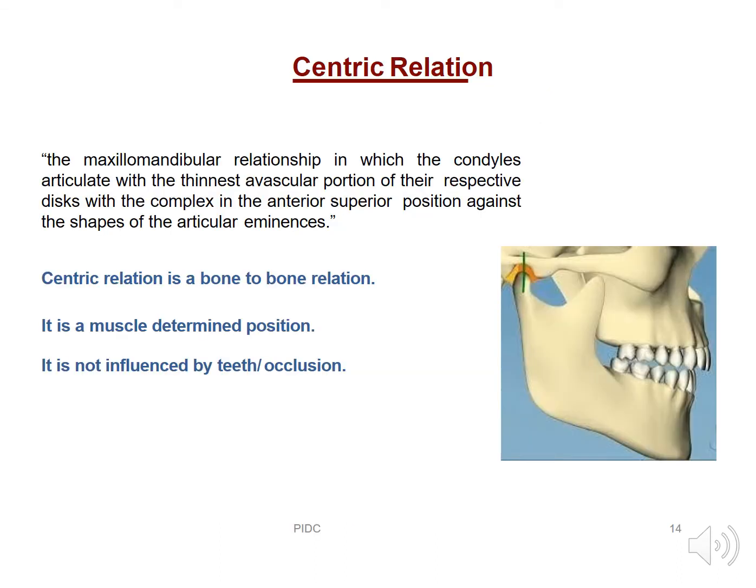Firstly, centric relation. What is centric relation? It is the maxillomandibular relationship in which the condyles articulate with the thinnest avascular portion of their respective disc, with the complex in the anterior superior position against the shape of the articular eminence. This is something very anatomical, and you need to know clearly the position of the anatomical parts. Centric relation is a bone-to-bone relation. That's why it's really anatomy related. It is a muscle-determined position and it is not influenced by teeth and occlusion.